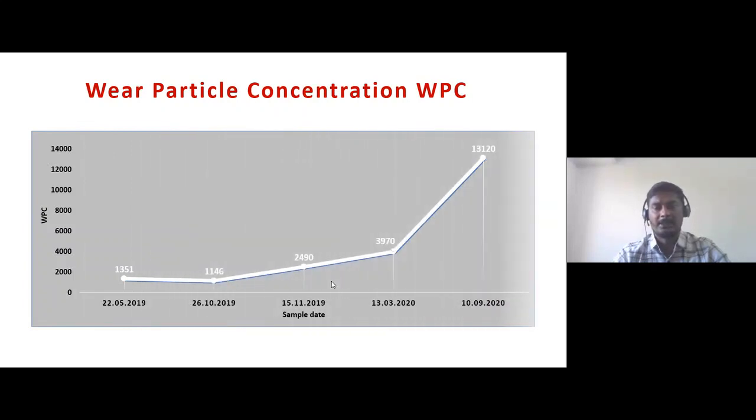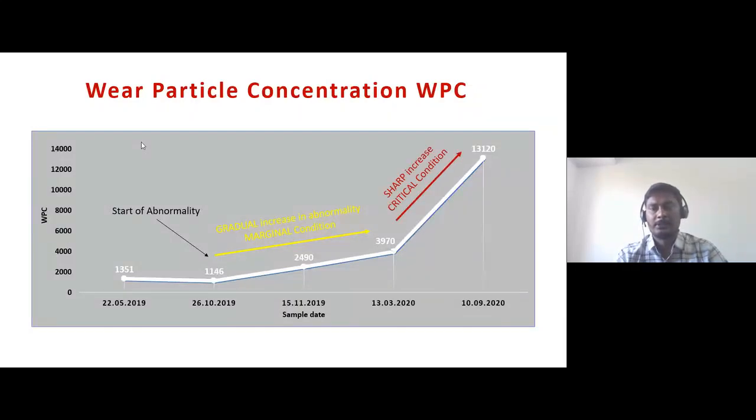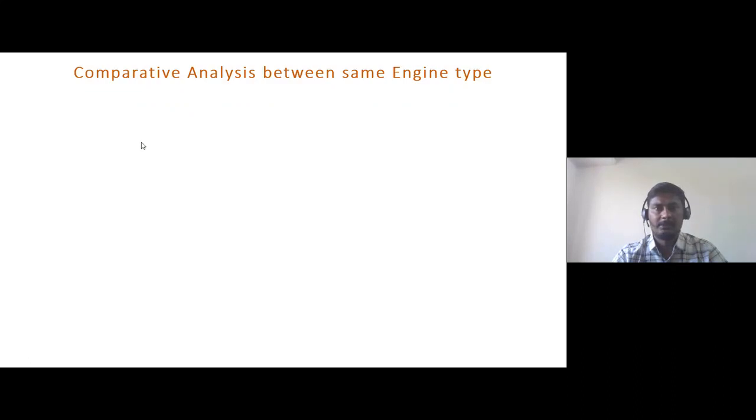So WPC concentration is a complete trend analysis. Here you can see the trend from 2019 to 2020, how the WPC concentration gradually increases to 13,000, and the abnormality starts here. Then it gradually increases through the marginal condition and becomes a critical condition. There is a sharp increase within 6 months, from 3,000 to 10,000 ppm, so WPC increased by 10,000. So it's going badly.